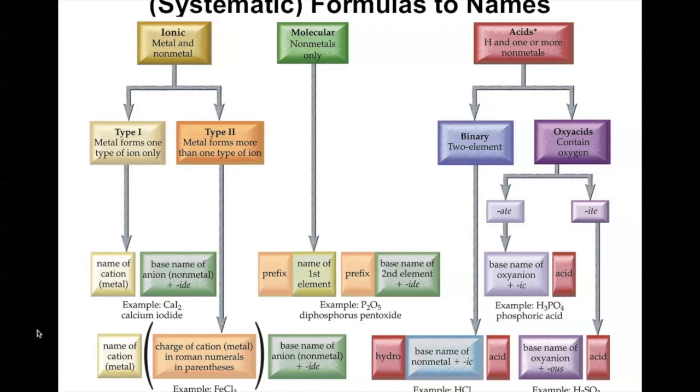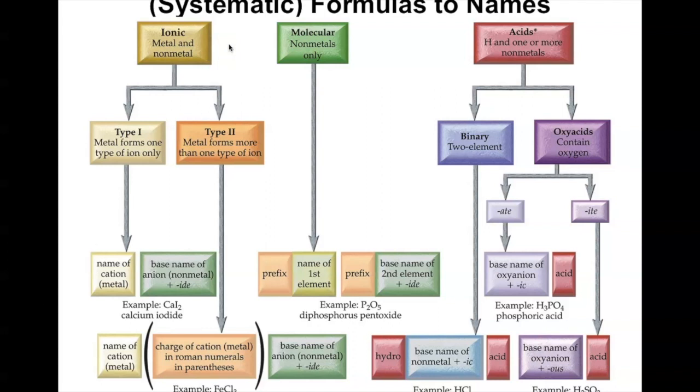In this lecture, we're going to learn how to take a chemical formula and write a chemical name associated with it, as well as do the opposite, that is to take a chemical name and write a chemical formula. Now, what we went over last time on Thursday was how to name ionic compounds, right?